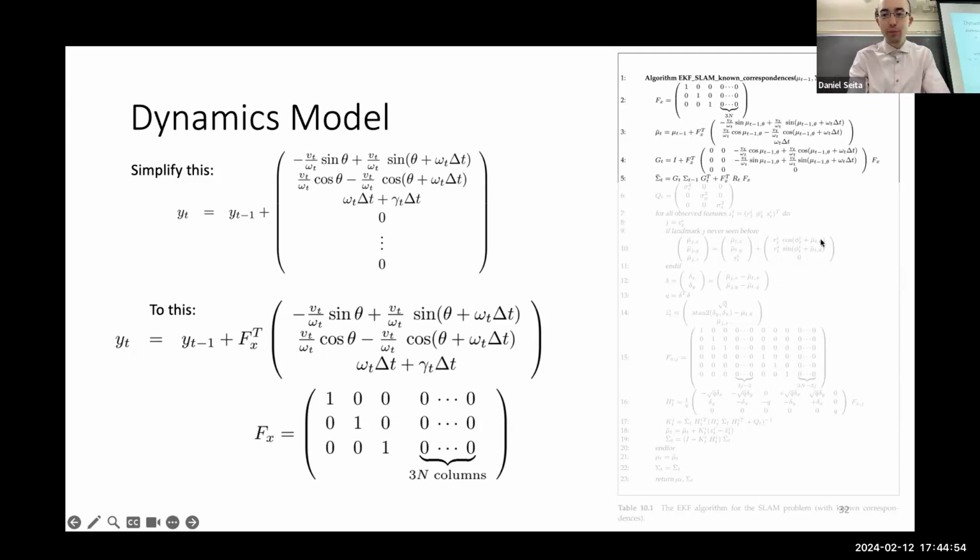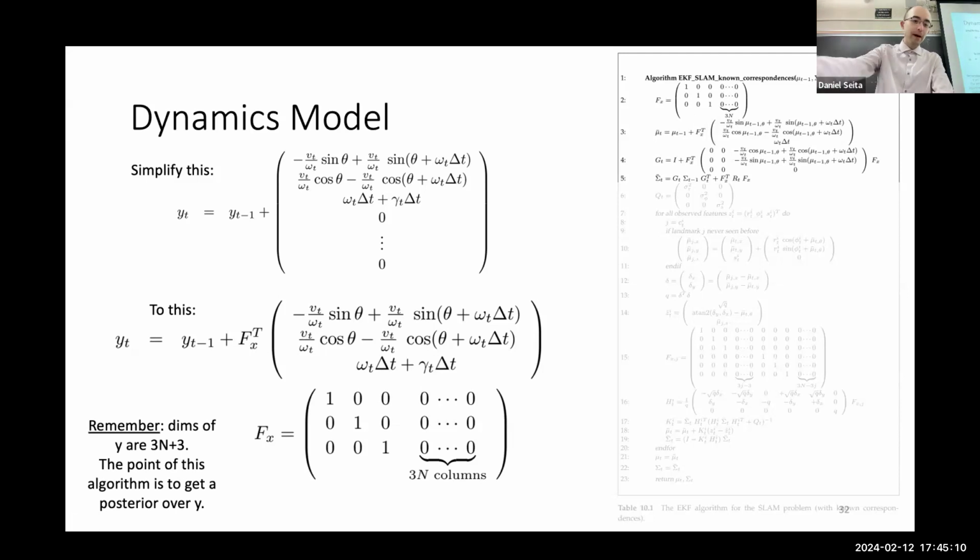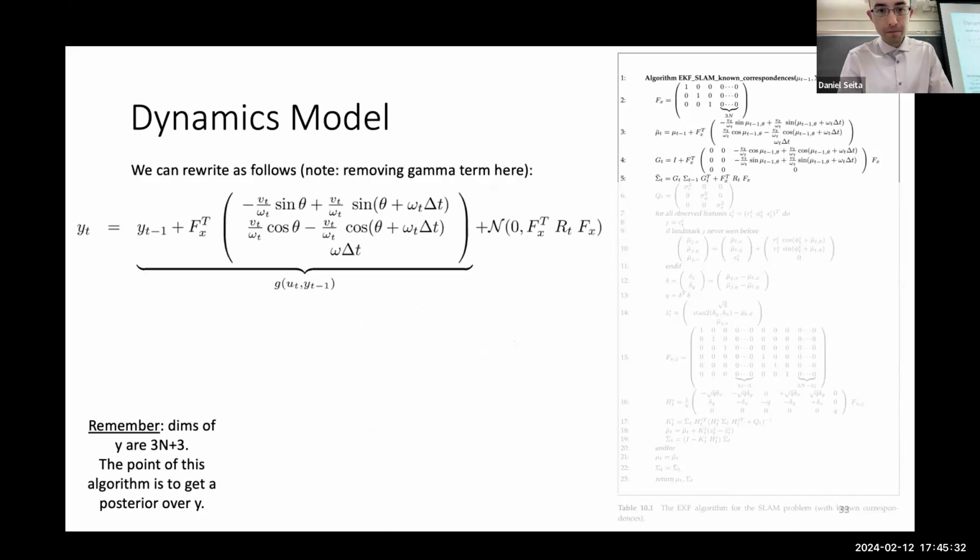Yeah, so again, this is mainly to try to make the notation a bit easier to manage. So this is what happened in line 3 here. The whole point up here is to get the posterior over y, where y is the robot pose and the landmark. So again, this part will update the robot pose, and the measurement will update the landmark.